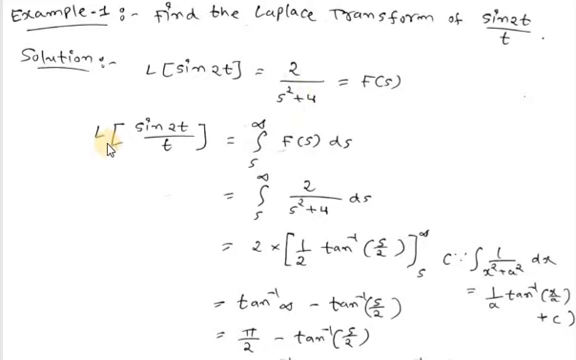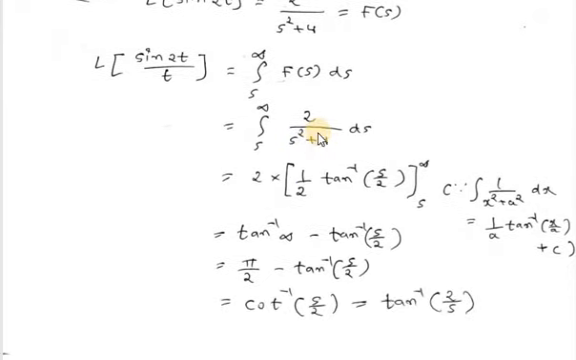Now according to the concept of division by t, Laplace of sine 2t by t equals integration from s to infinity F of s ds, and F of s is Laplace of sine 2t, that is 2 over s square plus 4. Now we will integrate this function with respect to s using this formula: integration of 1 upon x square plus a square dx is 1 over a tan inverse x by a. So it will be 1 over 2 tan inverse s by 2, and this 2 will be as it is, and the limit is from s to infinity.